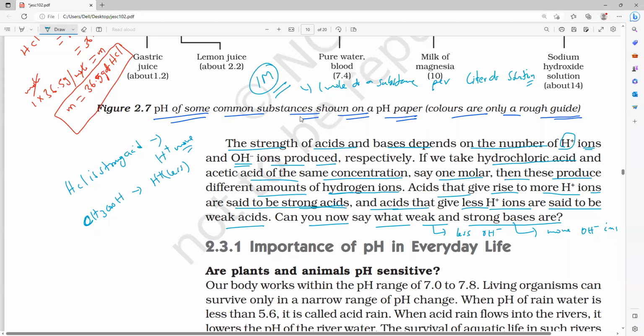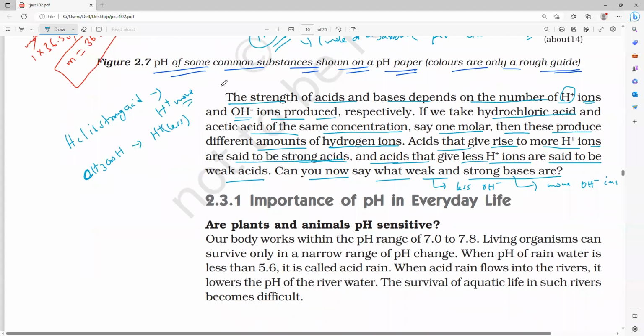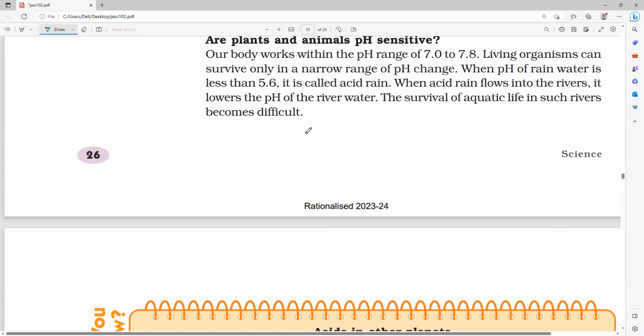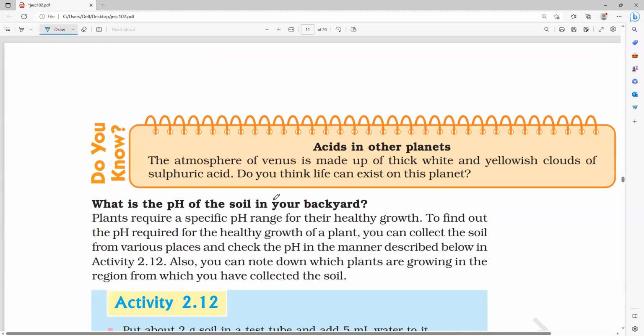Any doubt, anybody can ask. Clear, guys? Yes, sir. So this is what it is. Now we have 5 minutes of time. Before going to study the importance of pH in everyday life, forget about it for now. This is very, very important. Of course, that is why we will study it in tomorrow's class.